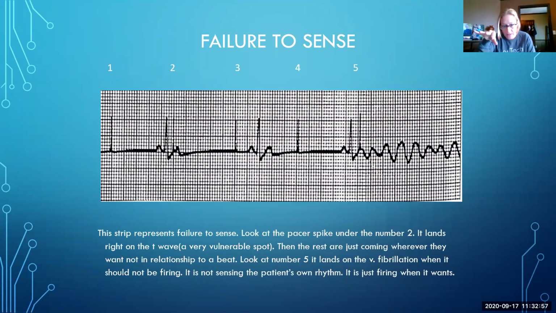So if you see something like this where there are just spikes that are not making sense with the patient's rhythm, then you need to notify the physician right away because they could potentially start throwing spikes on the T wave and cause the patient to go into VFib.